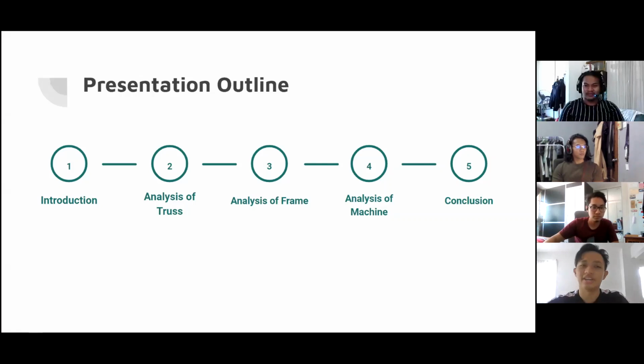So first, our outline for today's presentation is: first, we're going to introduce the structures that we're going to present, then analysis of trusses, next analysis of frames, and finally analysis of machines, followed by the conclusions.